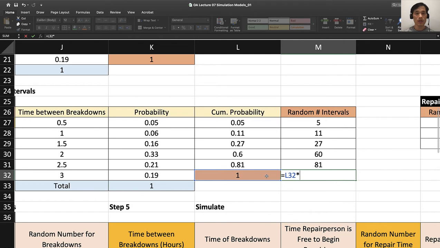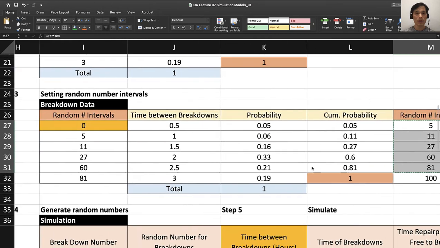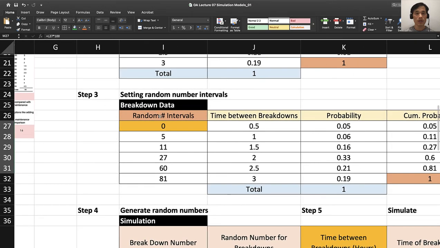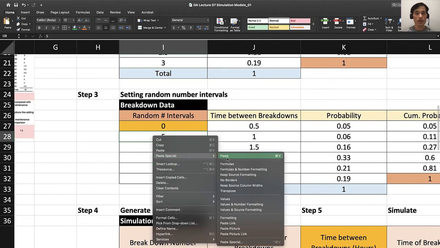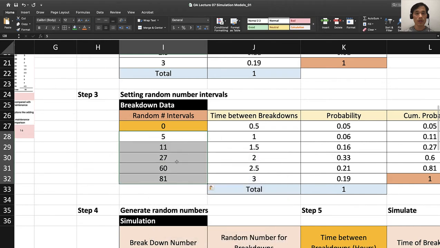You have to copy this part and go to random number intervals. Then on the second cell, right click and paste special, values only. Then you paste those values and start with 0. That's what we have to do.